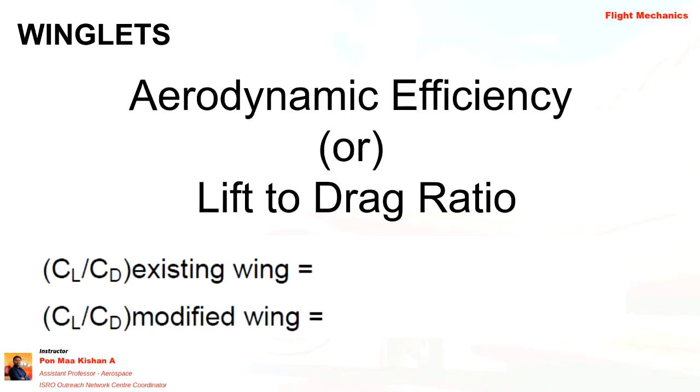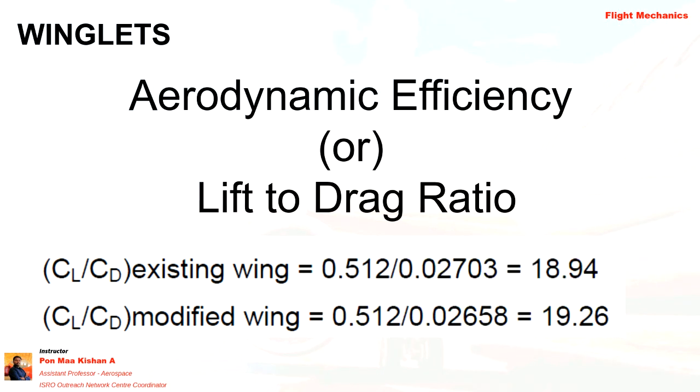Okay. So what will happen to the aerodynamic efficiency? So we need to understand aerodynamic efficiency is one of the factors. Lift to drag ratio is one of the performance factors. Okay. So by keeping the winglet configuration, that is existing wing and modified wing. So modified wing means adding the winglet. So what will happen to the lift to drag ratio? Okay. So we already have the CL and CD values. So substitute the CL and CD values. So we'll get how much the lift to drag ratio or aerodynamic efficiency is.